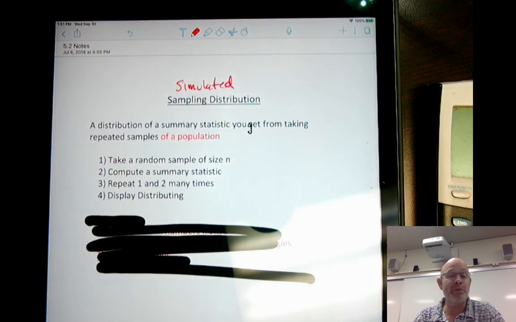What we just got through doing was a simulated sampling distribution, which is a distribution of summary statistics you get from taking repeated samples of a population. You take a random sample of size n. We did 5 rectangles. We computed the average of those 5 rectangles, average area. We did it over and over again. We displayed a distribution. We talked about what happened.